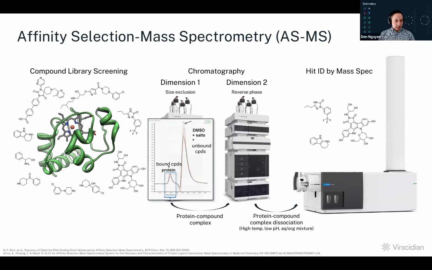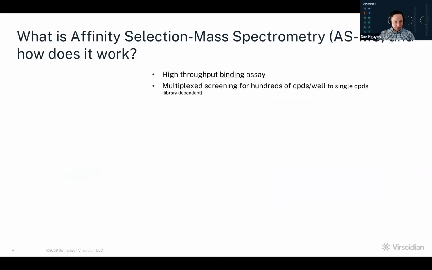This protein compound complex will dissociate because, again, we're under reverse phase conditions, so high temperature, low pH, aqueous organic mixtures. And then lastly, we have hit identification at the mass spec. So this is direct detection of our binders. At the end of the day, ASMS is just another tool in the toolbox, so we should have some idea of how and when to use it.